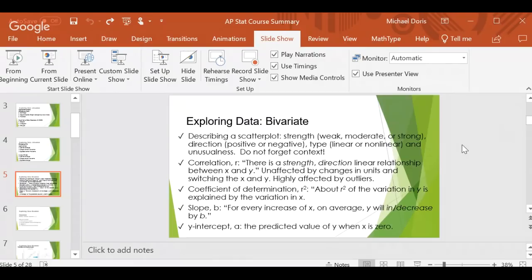So remember, if they ask you a question about would you use the mean or the median, use the median when there are outliers because it's a more reliable measure of center.